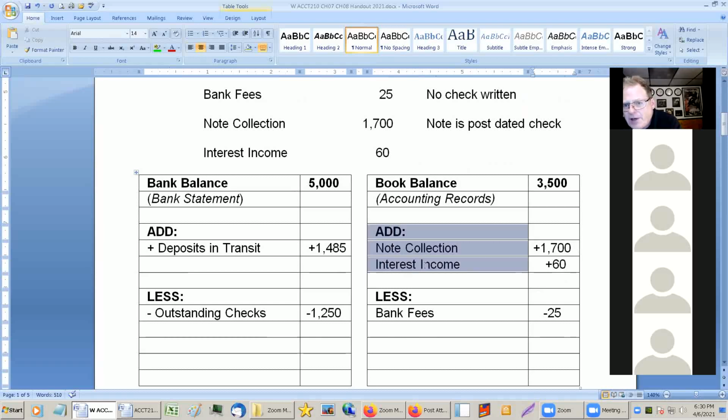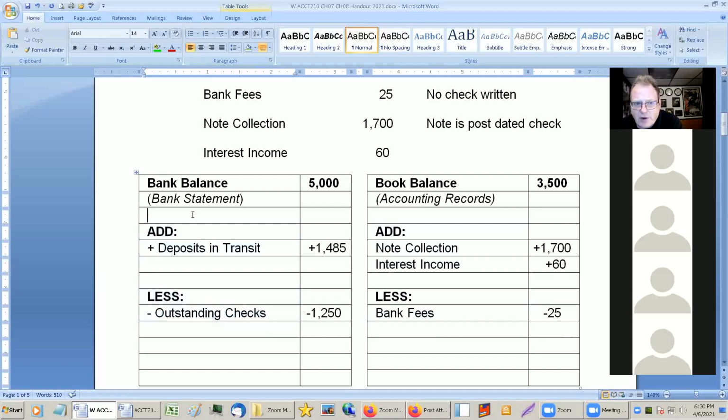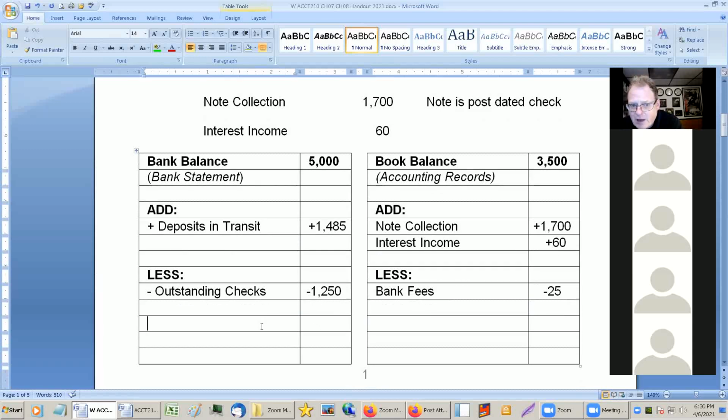So these are all things that we didn't know about, that we found out about on the bank statement. These are all things the bank didn't know about that we had done. They didn't know about our deposits. They didn't know about our outstanding checks, at least not at month end. So we make these corrections on the bank side, and we make these corrections on the book side. Now, at the end here, we should have a corrected balance that is the same for each of them.